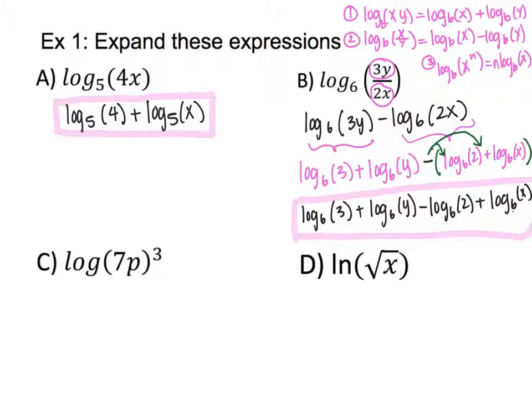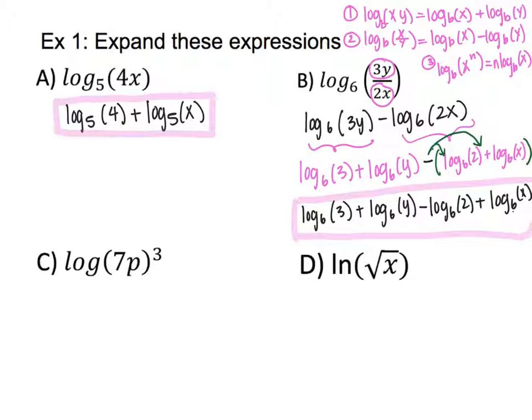Okay. Now let's take a look at part C. So for part C, I notice immediately that there's an exponent outside here. Now it's very tempting to go straight to the third property and put this exponent in the front of the log. Okay, and you can do that, but a better thing to do here is to first take the 3, the exponent, and distribute the 3 in for the 7 and the p.